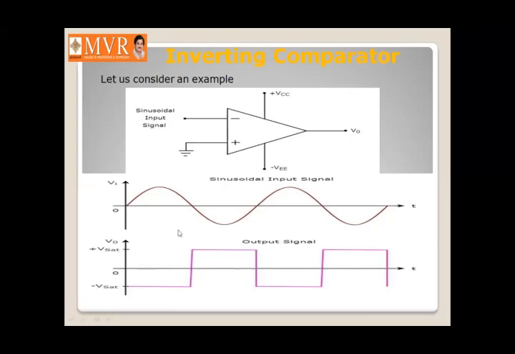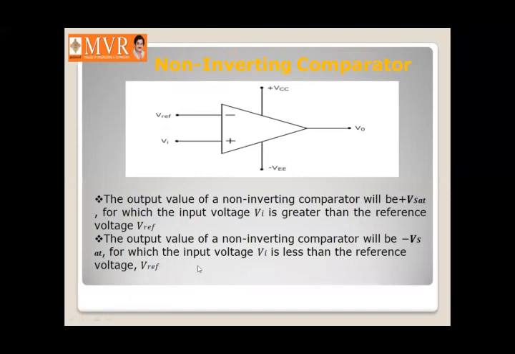So what we have observed mainly here is that at a zero crossing of the signal, the output is going to change. Why at zero crossing only? Because here the reference voltage, that is the voltage at the non-inverting terminal of the op amp, is grounded. So the reference voltage will be zero. Hence, the output is going to change at the zero crossings of the signal. And we can call this circuit a zero crossing detector.